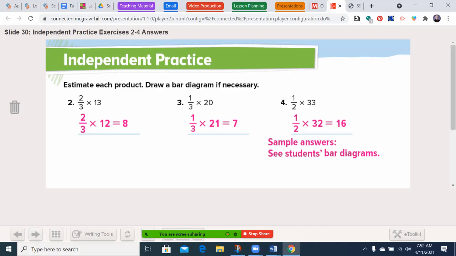For those of you who went further, I'm going to turn 20 into 21, because if you keep counting by 3s, you're going to go 18, 21. So it's a little closer to 21 than it is to 18. 21 divided by 3 is 7, times 1 is 7. And for half of 33, you could go 32, you could go 34. They went 32. 32 divided by 2 is 16, times 1 is 16.